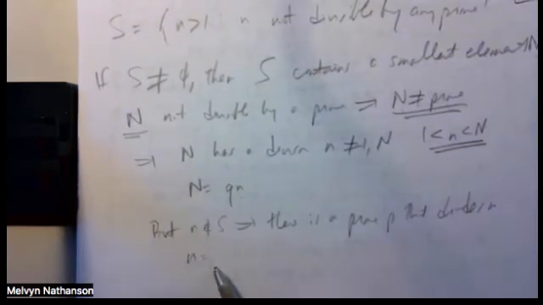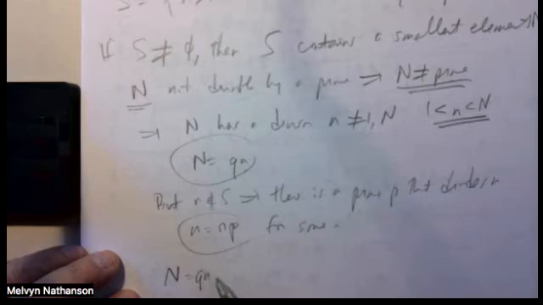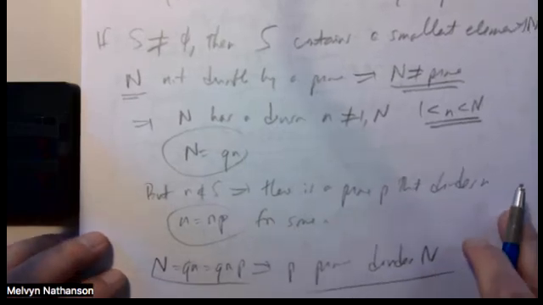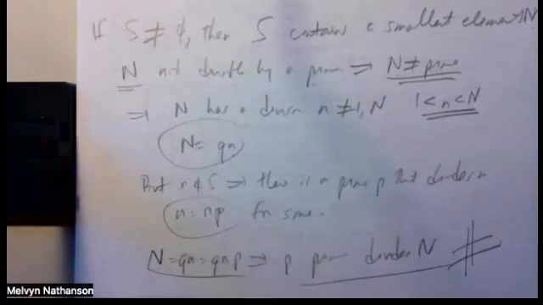So n is R times P for some R. And if I put these two statements together, I get N is Qn, which is QRP, and P, a prime, divides N. And that's a contradiction, because N is not divisible by a prime. So this set S has to be empty. Every number bigger than 1 is divisible by a prime.